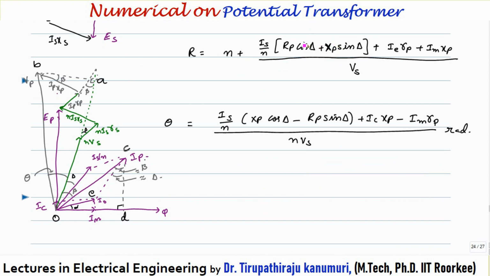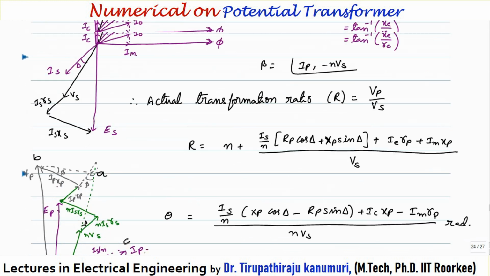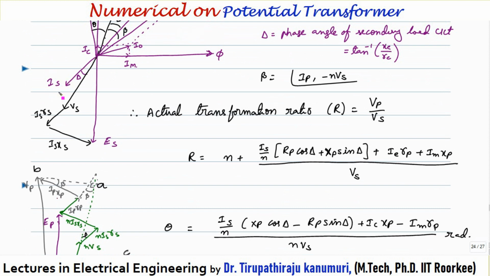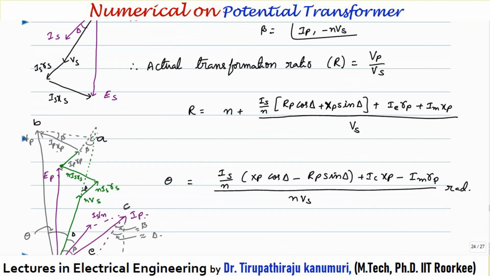And this delta, you can see here, is nothing but the angle between IS and VS. Delta is the angle between IS and VS, plus IE RP. RP is the primary resistance, XP is the primary side reactance. So IE, I can write as core loss component, ICRP plus IMXP divided by VS.